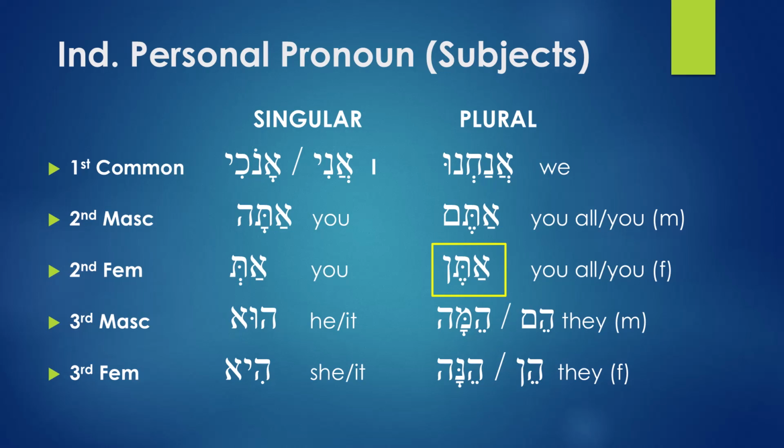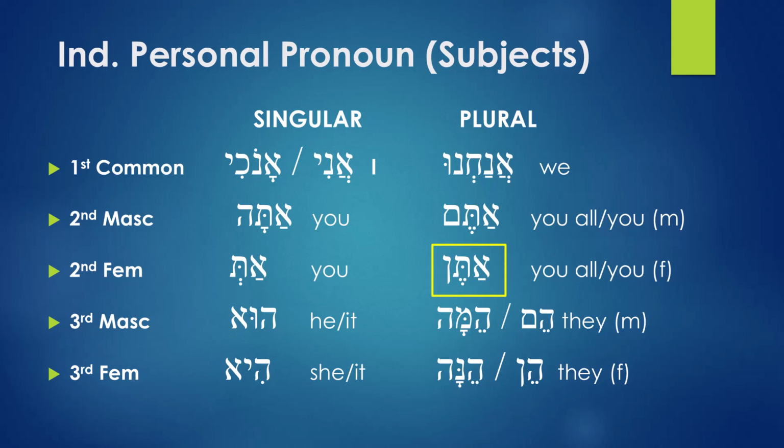Second feminine plural, you have aten. On top, you have atem. This one is aten. Atem, aten. Aten means you all. Remember, second person is translated as you. So it can be you all or just you. In most English Bibles, you're going to see just you. Whether second person singular or second person plural, it's translated as you. In English, it's just one word, but in Hebrew, there are different words depending on the gender and the number.